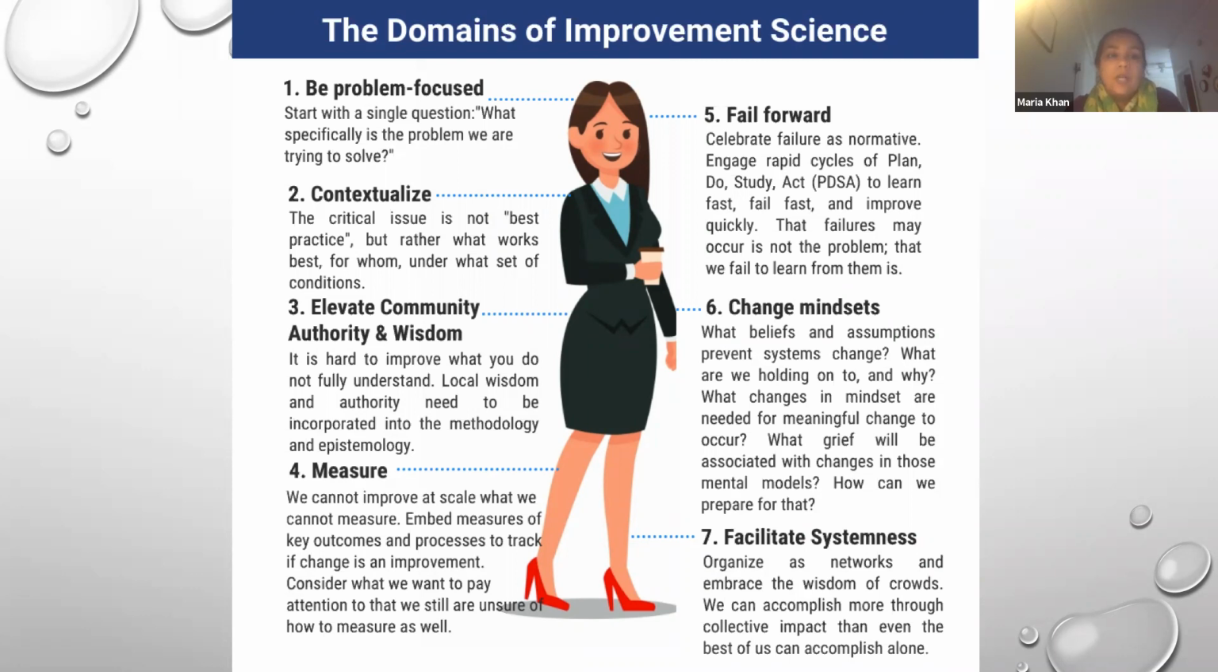You also have to contextualize that the critical issue is not about the best practices, but rather what works best for whom, under what set of conditions. Elevating community authority and wisdom is the core of any problem that we are trying to address. We don't need people coming from outside to tell us what is wrong with our communities, why we are unable to solve the problems. We are experiencing them, our students are experiencing them.